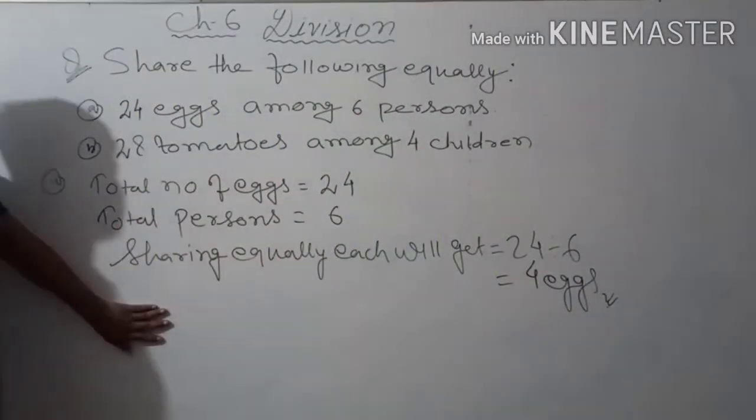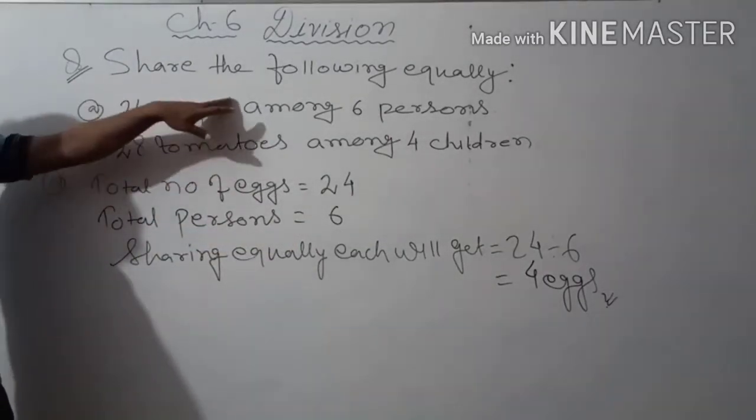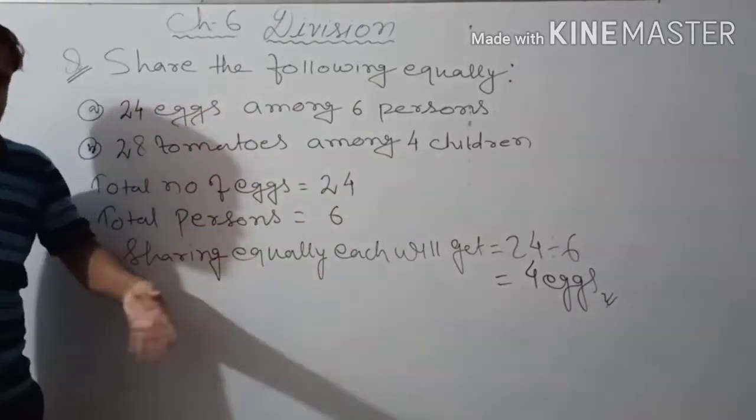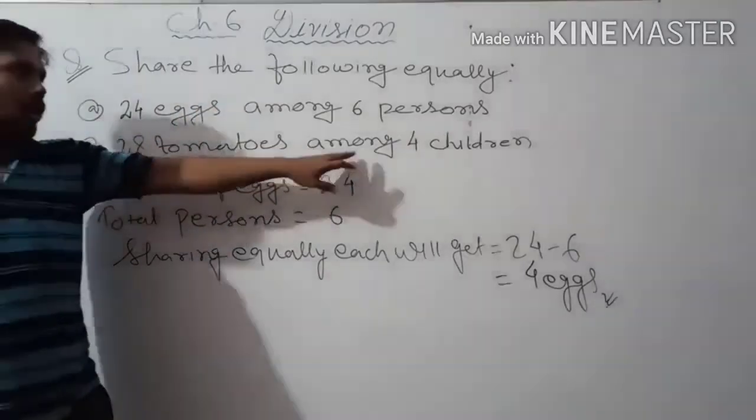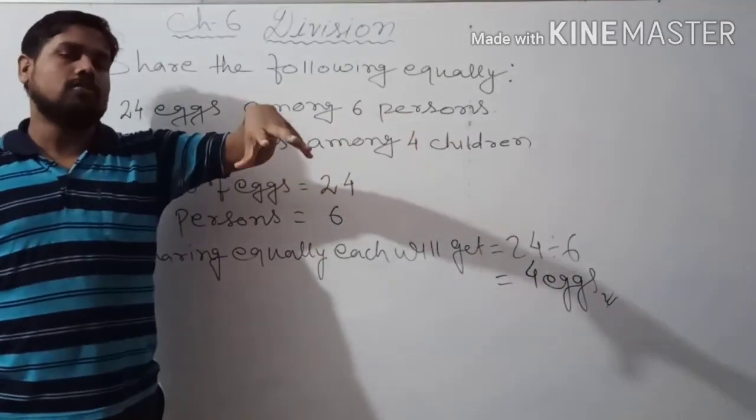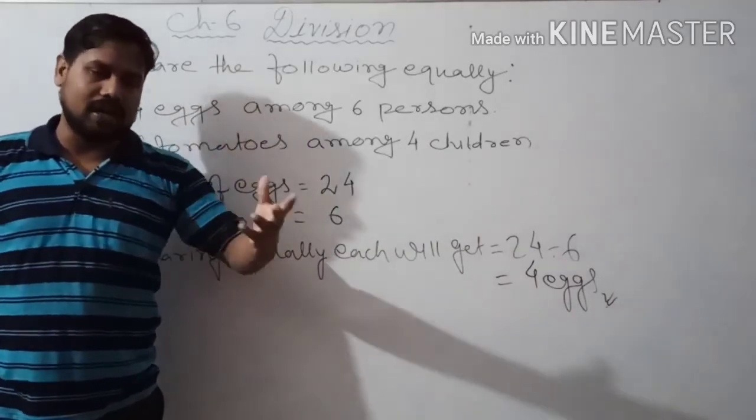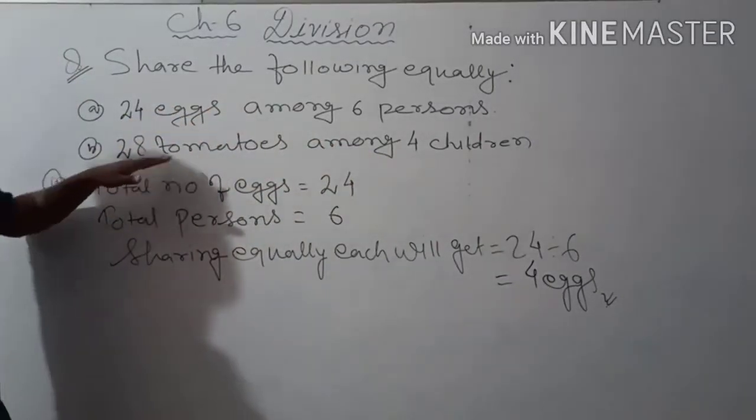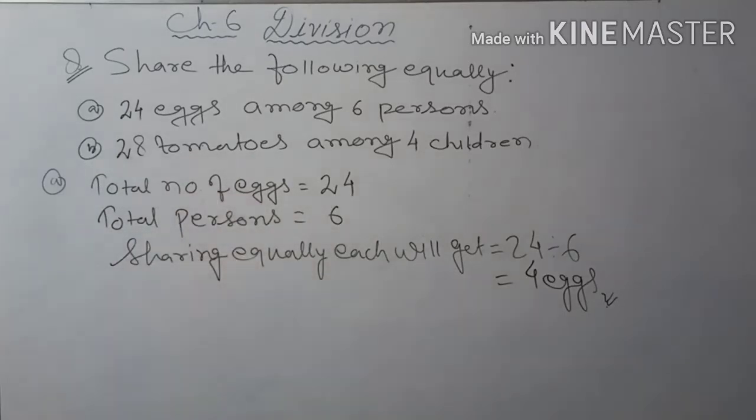So very easily, first you have to understand how many total eggs are there, or how many total tomatoes, or how many chocolates, biscuits, or articles are there, that you have to check first, and among how many children or persons we have to divide. You have to check how many people to share among, and simply divide. Okay, so here we have done the same thing as for the case of tomatoes also.